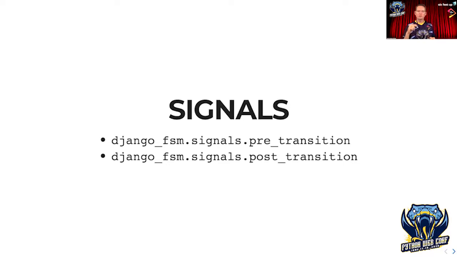Now, when you call these signals, they get passed in the sender, which is the model class itself, and the instance, so a specific instance of that model that you're acting on, what transition name was called, and what the source and target workflow states are. So there's a lot of information for you to make decisions on where to send your content or how to deal with specific situations.